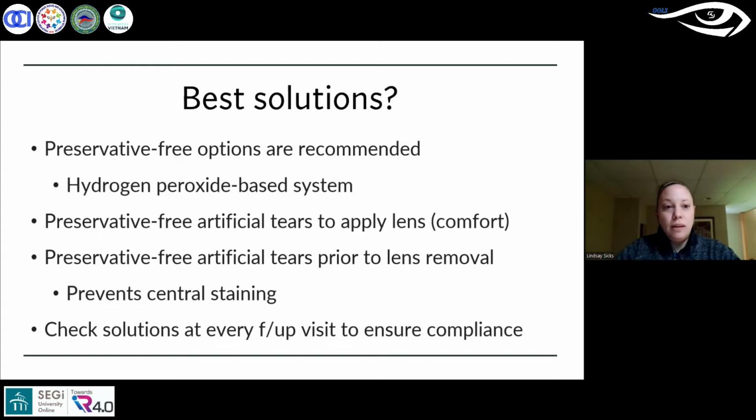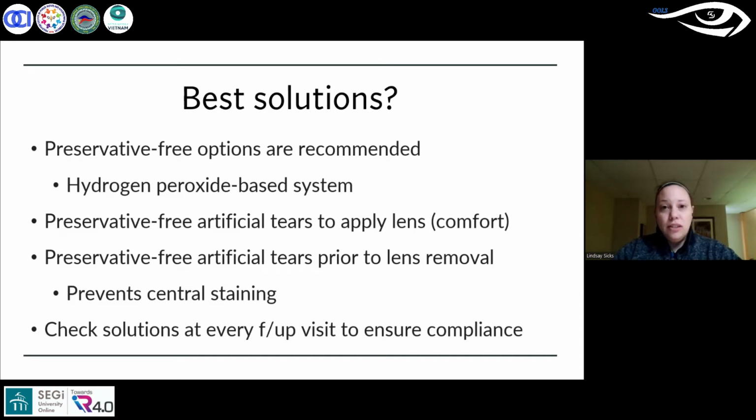So we tend to recommend hydrogen peroxide-based cleaning systems for our orthokeratology patients. If your patient doesn't have access to that, or if they want something simpler, you could certainly use a multi-purpose type gas permeable solution. But just keep in mind that solution sensitivity and that staining from preservatives may be an issue that you see on follow-up.